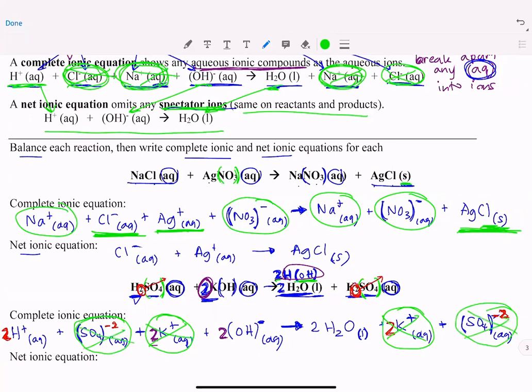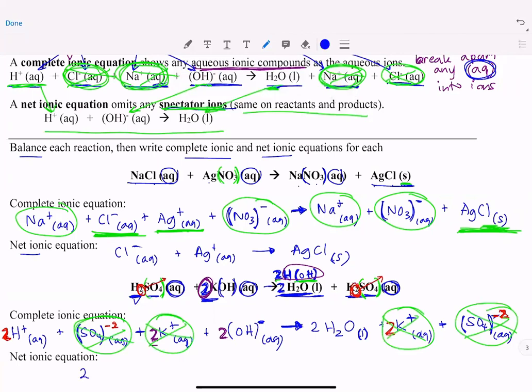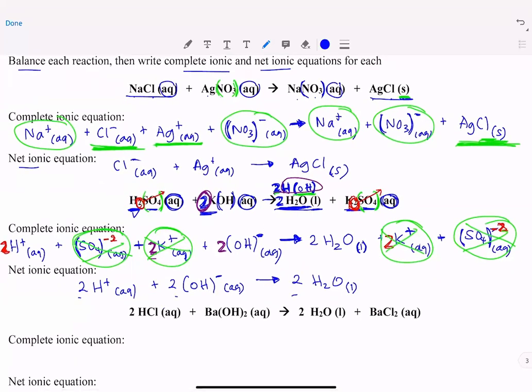Okay. And so what you have left is what goes into the net ionic equation, which is 2H plus AQ plus 2OH minus AQ. And this goes to 2H2O liquid. Because those are all twos, 2, 2, and 2, you could reduce it down, but we won't need to worry about that right now. Hopefully you understand writing the ions for the complete ionic equation. That's the hardest part of this.